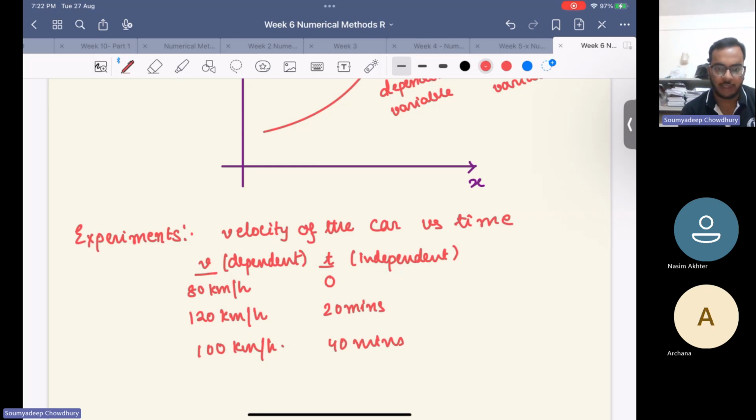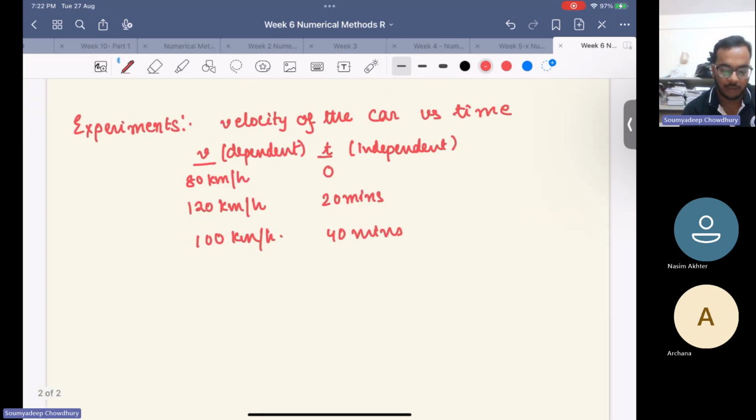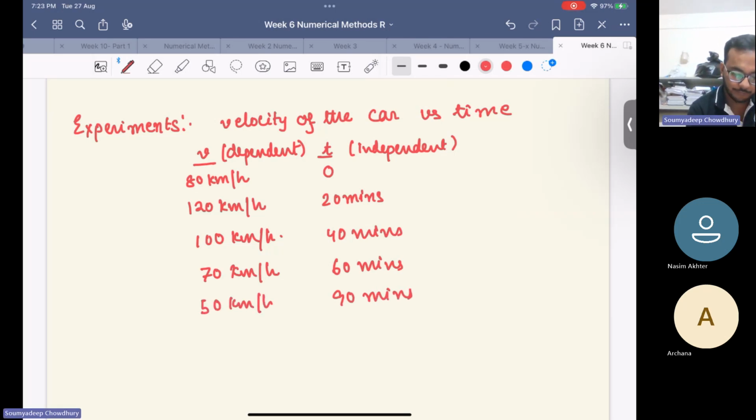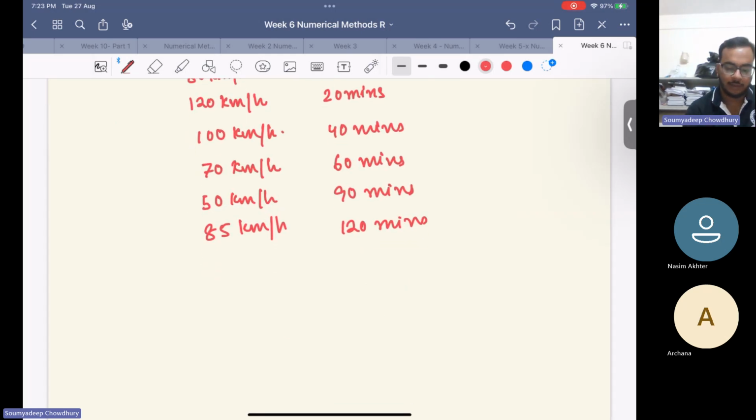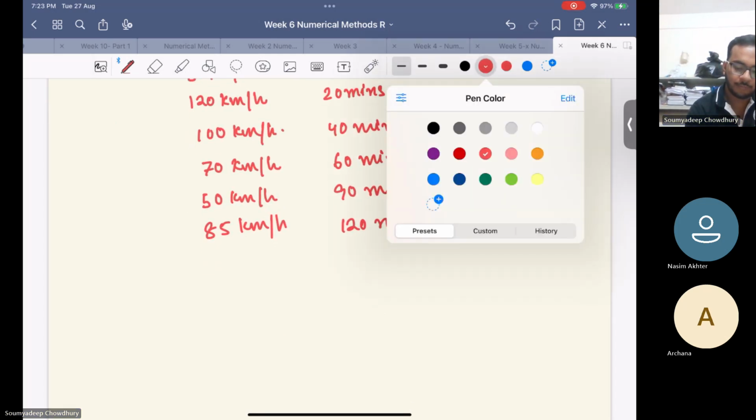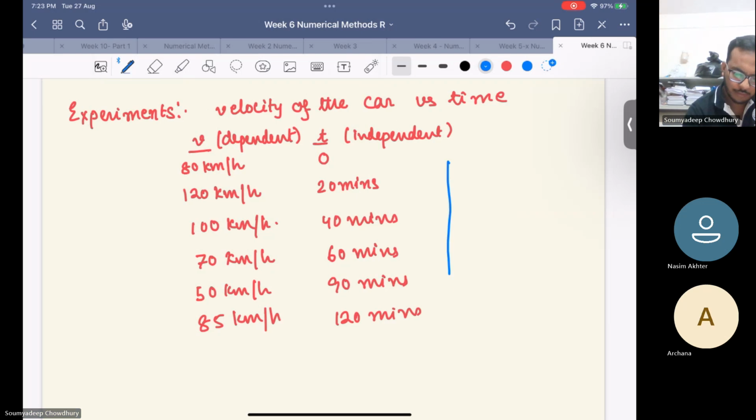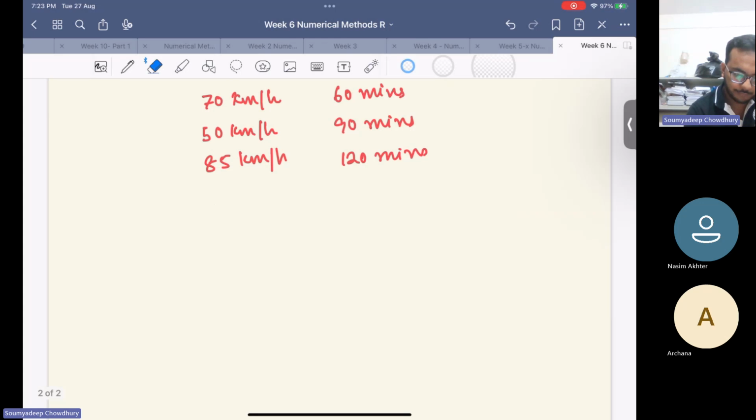Okay. So suppose you take this measurement for different instants of time, right? So after another 60 minutes, suppose you see your speed is 70 kilometers per hour. Suppose after another 30 minutes, you observe your velocity to be 50 kilometers per hour. Another 30 minutes, you observe your speed to be 85 kilometers per hour. So you get some data, right? So what you can do is suppose you have this data with you, the set of X and Y.